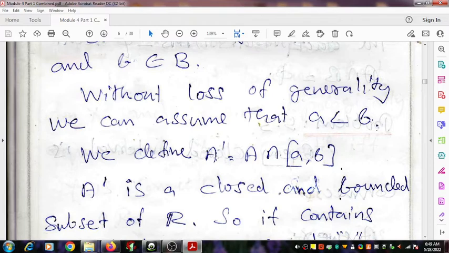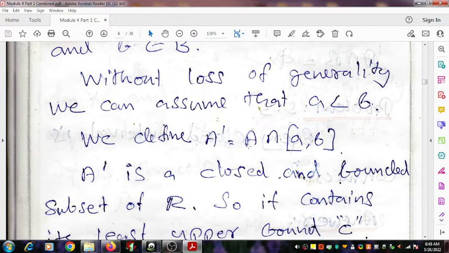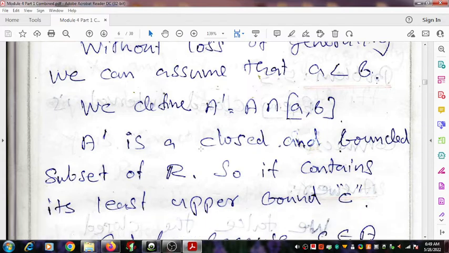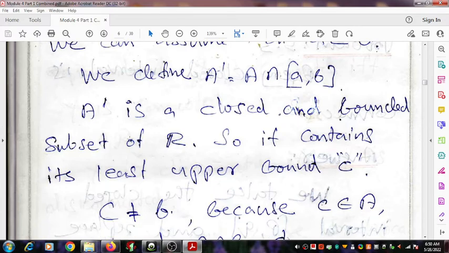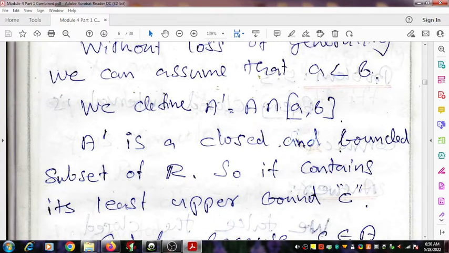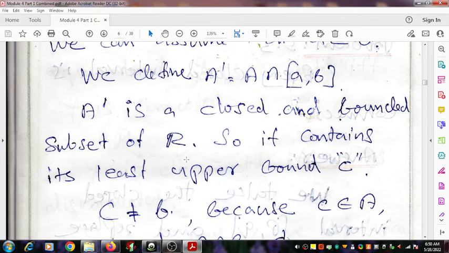Then we define A prime, that's equal to A intersection the closed interval [a,b]. A prime is closed because A is closed and the closed interval [a,b] is also closed, so their intersection is closed. Also A prime is bounded because the interval [a,b] is bounded, hence its intersection with that set is also bounded. Thus it is a closed and bounded subset of R.